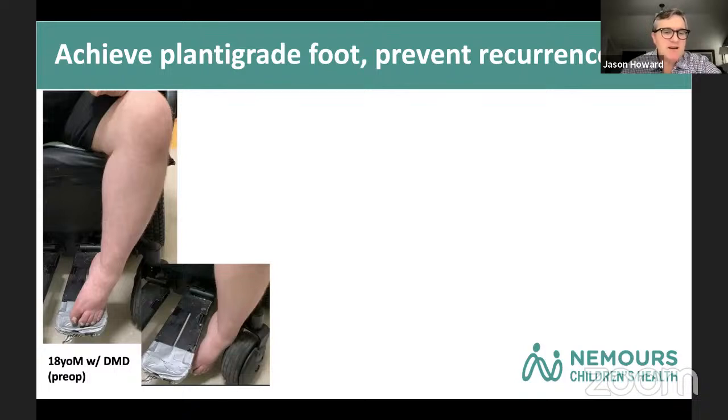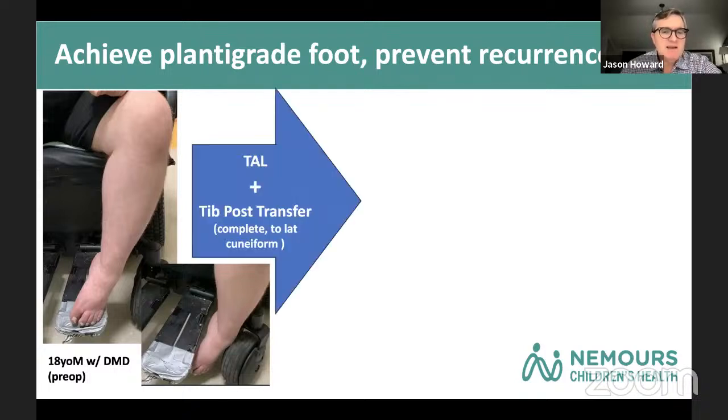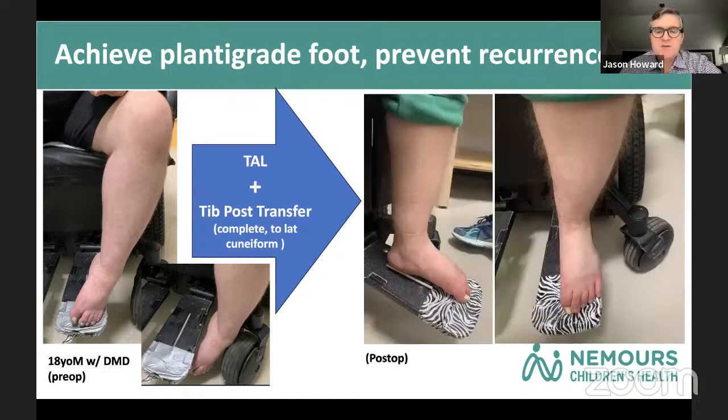So here's this kid again preoperatively. You can see that equinovarus. And so in this case, we did a tendo Achilles lengthening and a tibialis posterior transfer. He still had about 4+ out of 5 tib post strength. And we did a complete transfer through the interosseous membrane to the lateral cuneiform. And here's how his foot looks post-op.